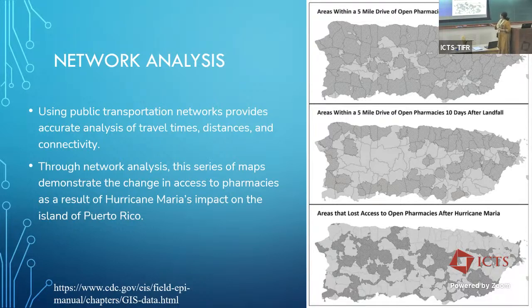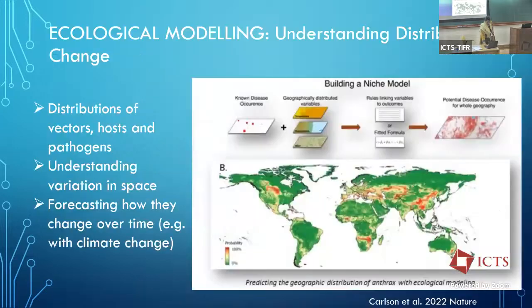And the inverse of that is mapped here. So you can actually pinpoint these areas which lost access and then design public health interventions based on that, or emergency relief based on that.